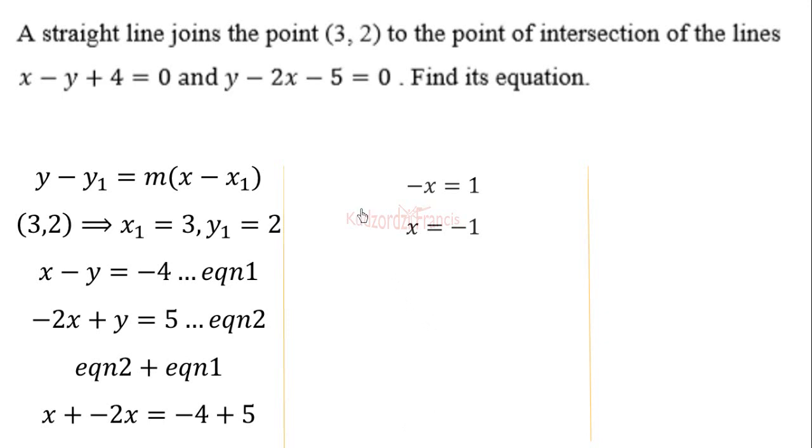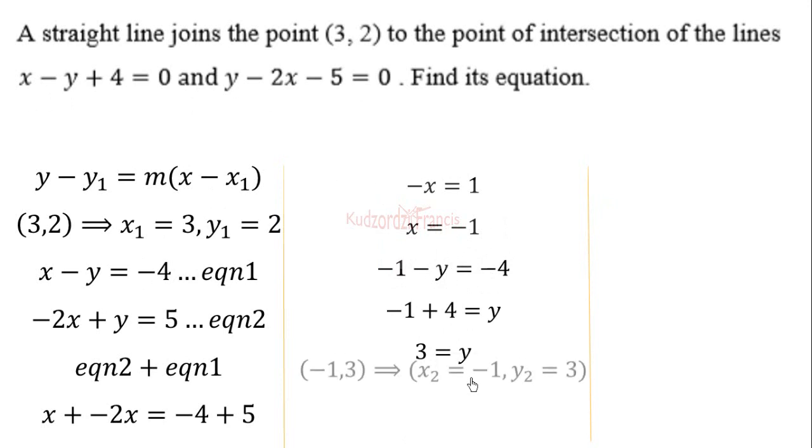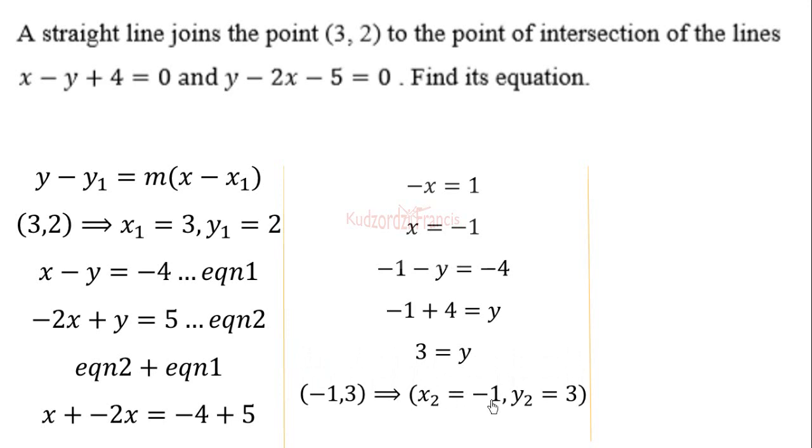Now to get the value of y, we substitute x equal negative 1 into this equation over here, and we solve for y to get y is equal to 3. Now the next thing we do is choose them as our second point, which is x2 equal negative 1 and y2 is equal to 3. Good. Now what do we do?